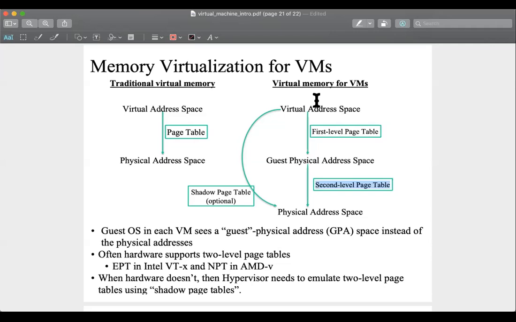The notion of having two levels of virtual address translation, versus the traditional one level of virtual address translation, is an important concept to understand.